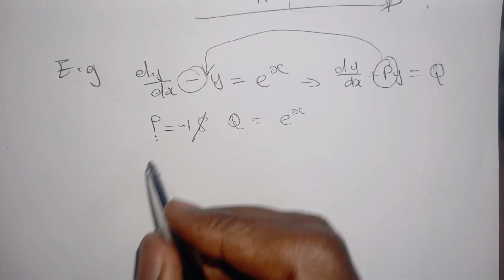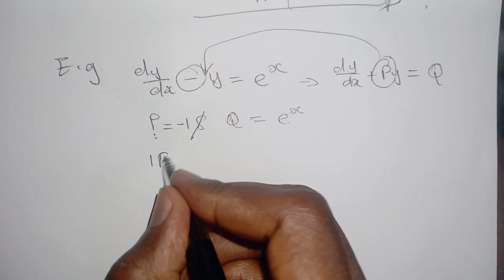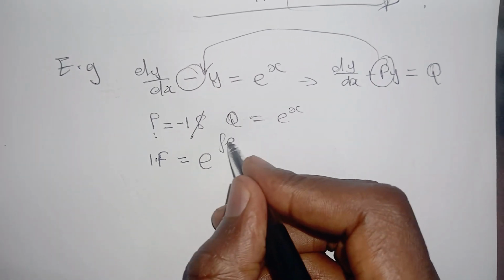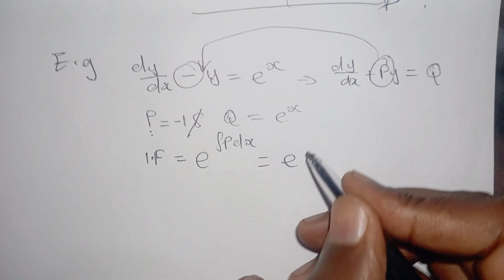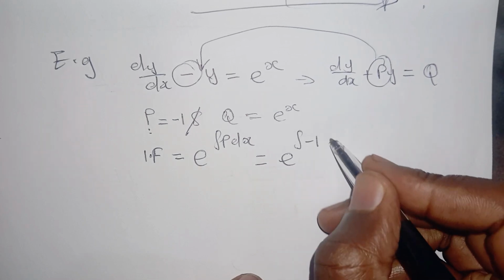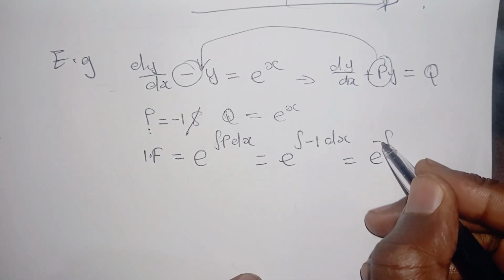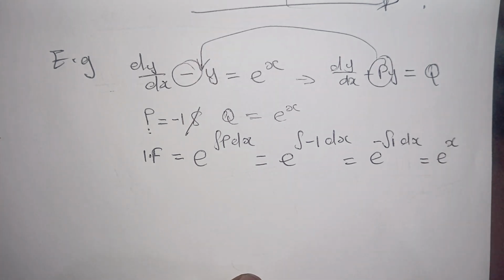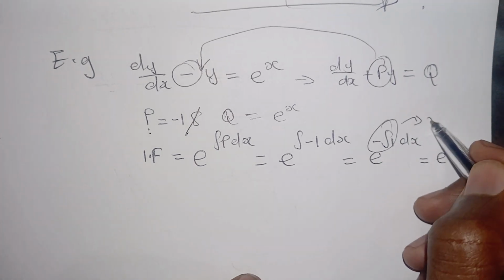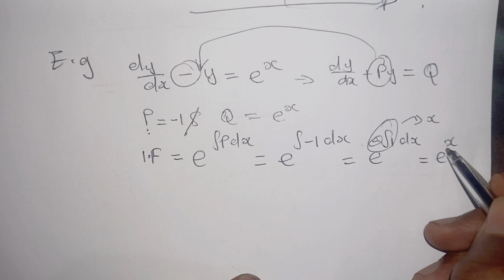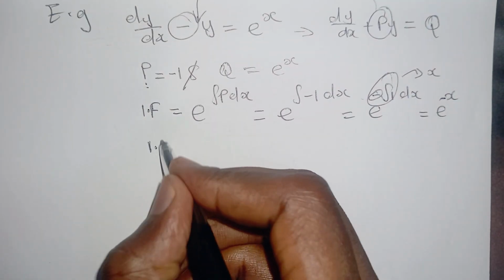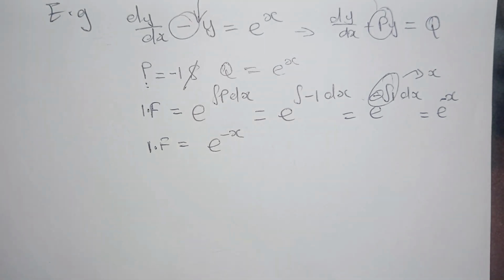Now, we have to find our integrating factor, which is e to the power ∫p dx, right? Now, e to the power, what is our P? Our P is -1 dx. We can just say negative, then ∫1 dx. Then e to the power x is our solution, right? Because the integration of 1 is x. Then don't forget this negative, so it's going to multiply throughout. So it will be e to the power -x, right? Now, our integrating factor is e to the power -x.